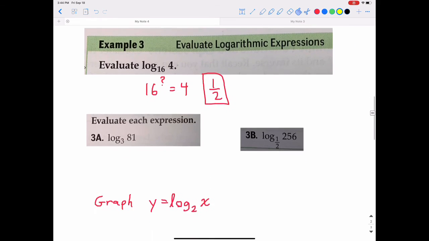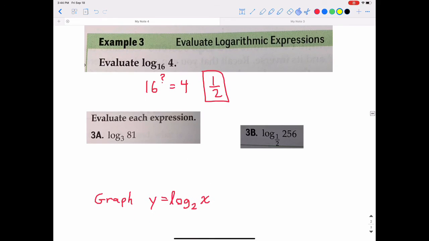Let's do a couple more. Evaluating the expression log base 3 of 81. The question you're answering is: 3 to what power equals 81? Well, 3 times 3 is 9, so that's 3 to the second power. 3 to the third power is 27. 3 to the fourth power is 81. Therefore, the answer to this would be 4.